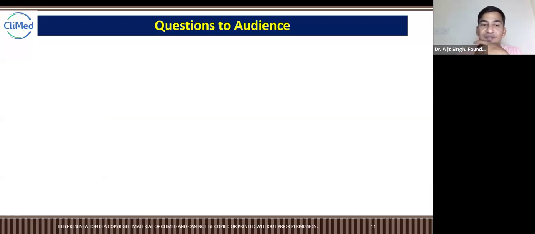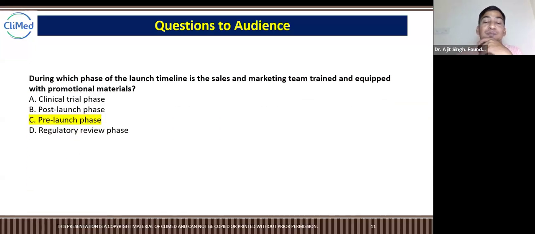Yes, pre-launch phase. If you can see here, this is the pre-launch phase. Just in the pre-launch phase, they have to train the sales and marketing team. Pre-launch phase means just before the approval. Companies here use another tactic. Why is it called the pre-launch phase? In India, it is 6 months to 12 months.